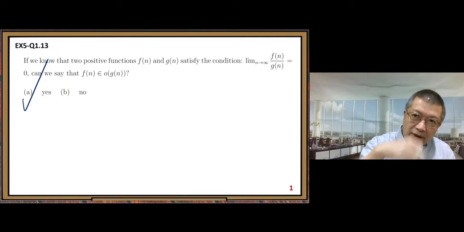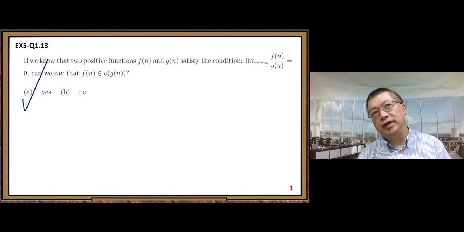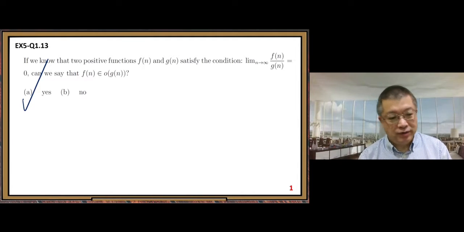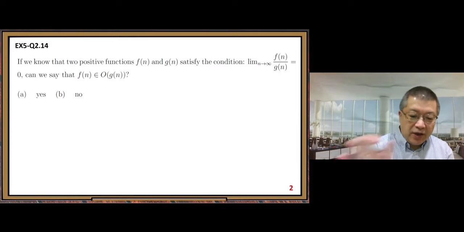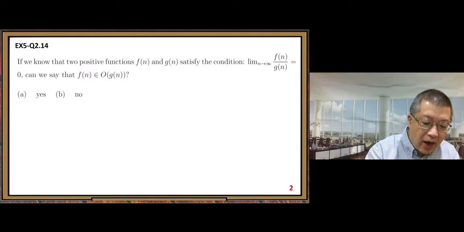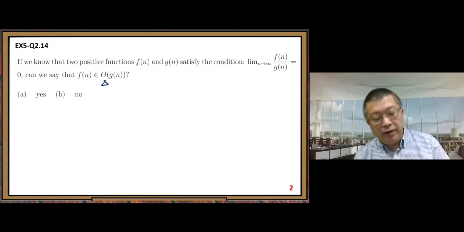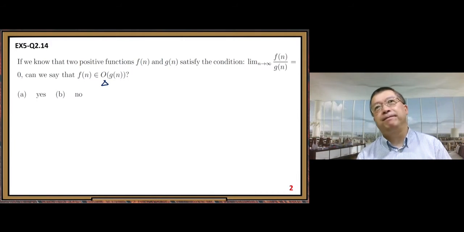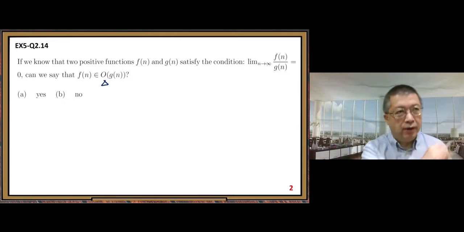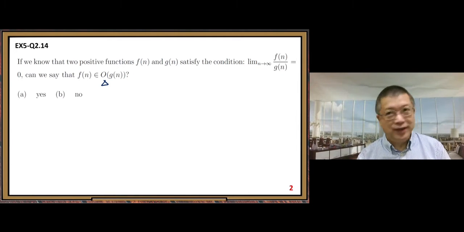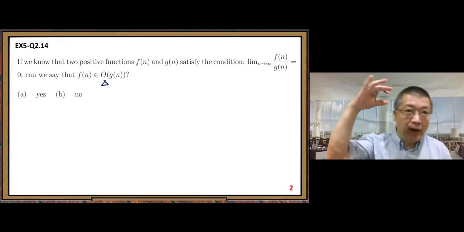But the next one, related to this one, could get you confused. So let's look at the next one. Everything is the same, but here I ask you if f of n is contained in big O of g of n. You can see the only difference from the previous one is we changed little o to big O. Is it correct? We know big O means upper bound.